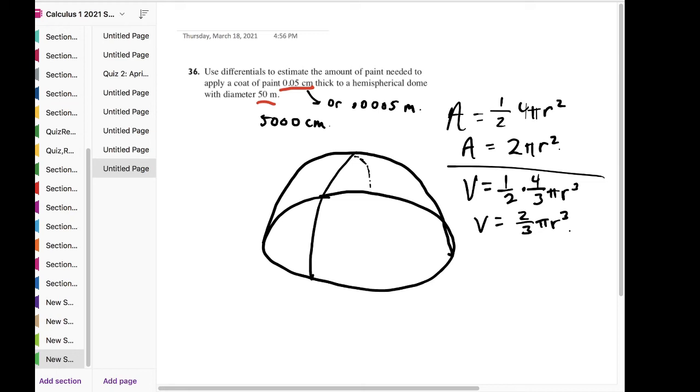Any guesses? First of all, why don't we just paint it? Let's say we paint the dome. I don't know, what color do you want to paint the dome with? Let's paint it blue. Okay, so here's painting the dome. Okay, so the paint is 0.05 centimeters thick, or 0.0005 meters thick.